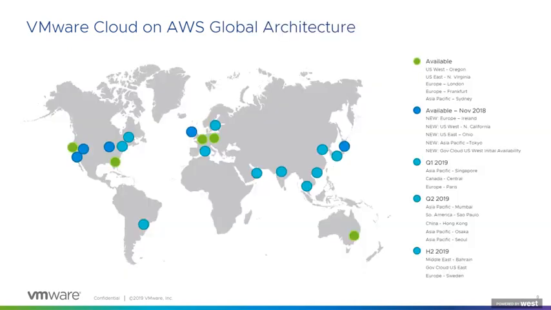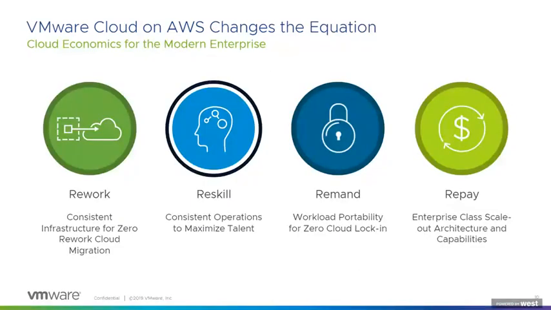Now, this is our current footprint of VMC on AWS globally. By the end of this calendar year, we will be in every AWS region around the world except for mainland China, which is something that we are currently working on. But no conversation about moving to cloud is complete without understanding how VMware Cloud on AWS has a modern cloud economics discussion.